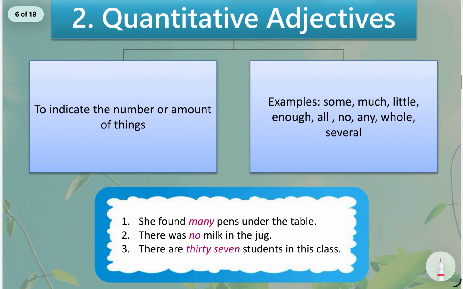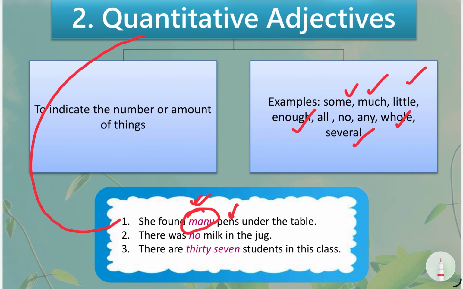Now we'll go with quantitative adjectives. They show the number of nouns, which may be definite or indefinite. For example, some, much, little, enough, whole, several. These words exactly show the quantity of a noun. For example, she found many books under the table. Book is a noun, and this word many is defining how many books, any quantity of books. That's why it is a quantitative adjective.